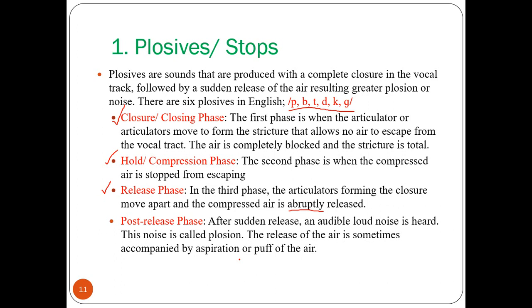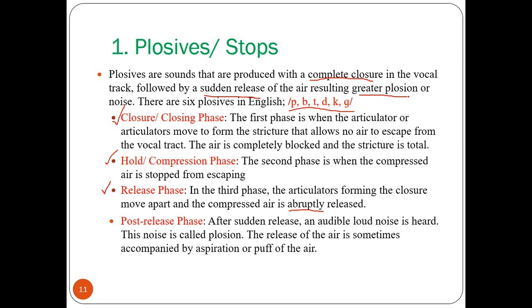So these sounds are produced in these 4 different phases. This is what you have to remember, and such sounds are known as plosive sounds. What are the important points here? A complete closure in the vocal tract, and then a sudden release of the air. And keep this in mind, not plosion but greater plosion, or noise. I hope it's clear. We have got 6 plosives in English.